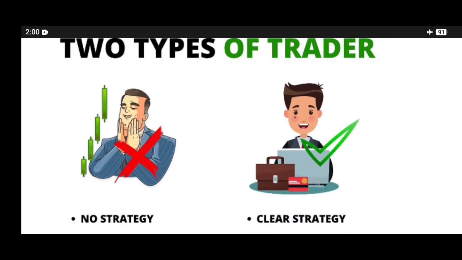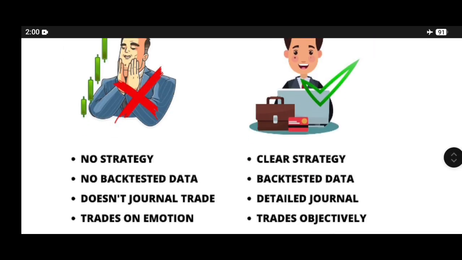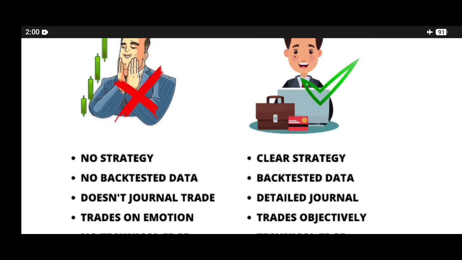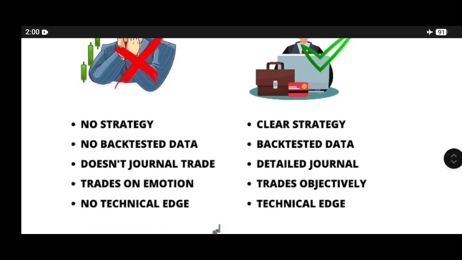The next one is two types of traders. In this diagram you can see two types of traders. Number 1 has no strategy, no backtested data, doesn't have a trade journal, trades on emotion, and has no technical edge. So you don't want to align yourself with this first type of trader.